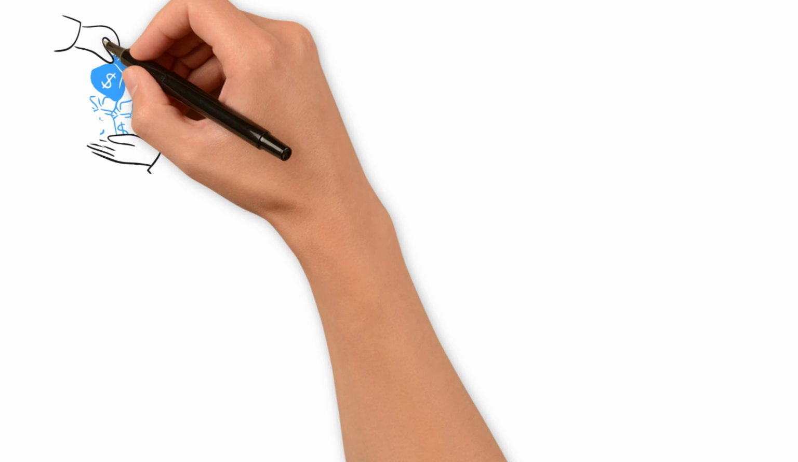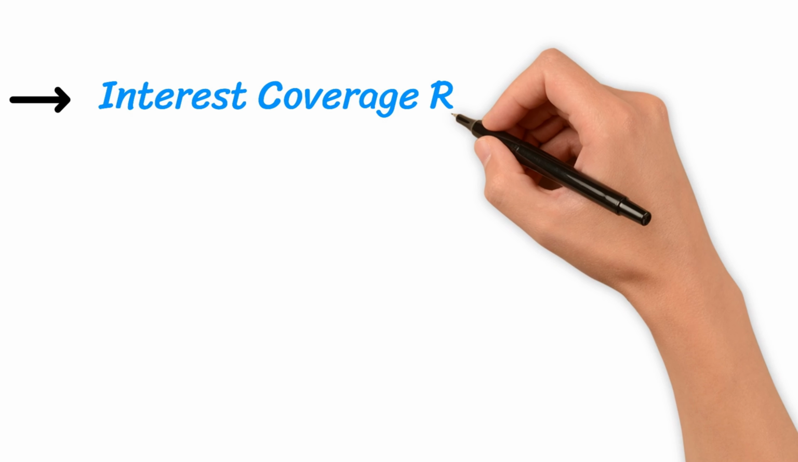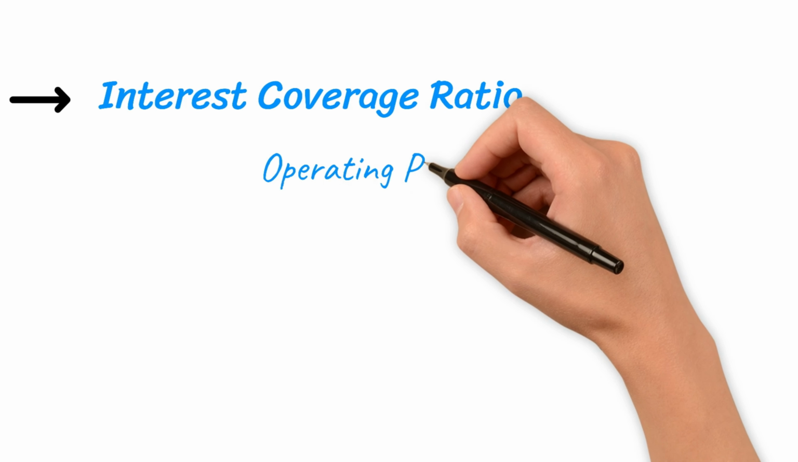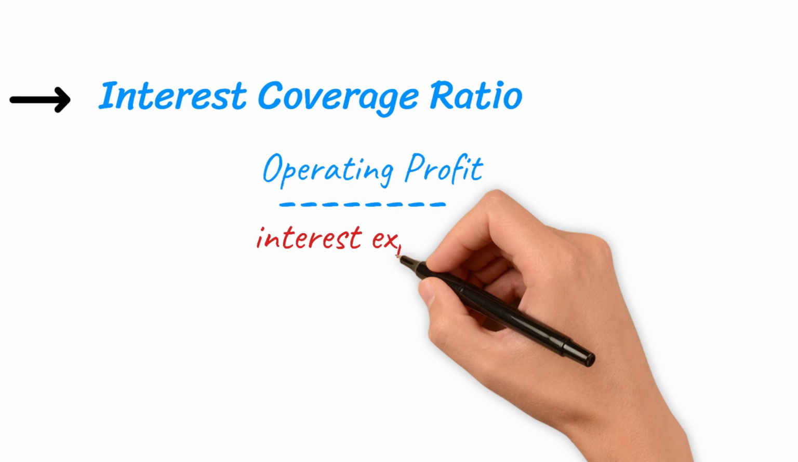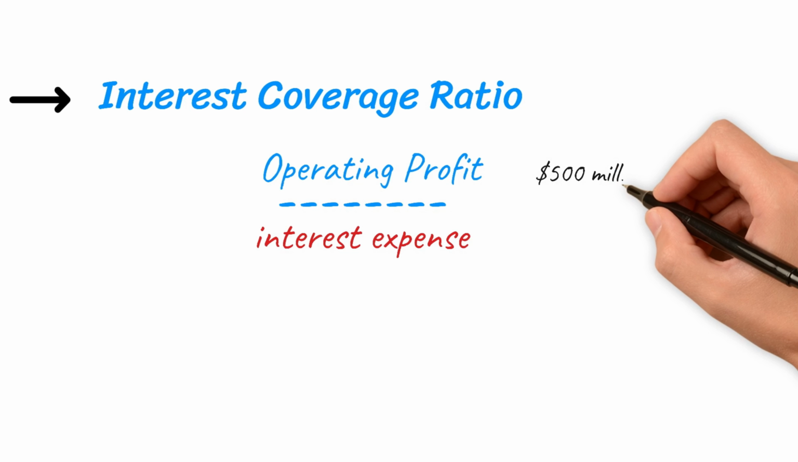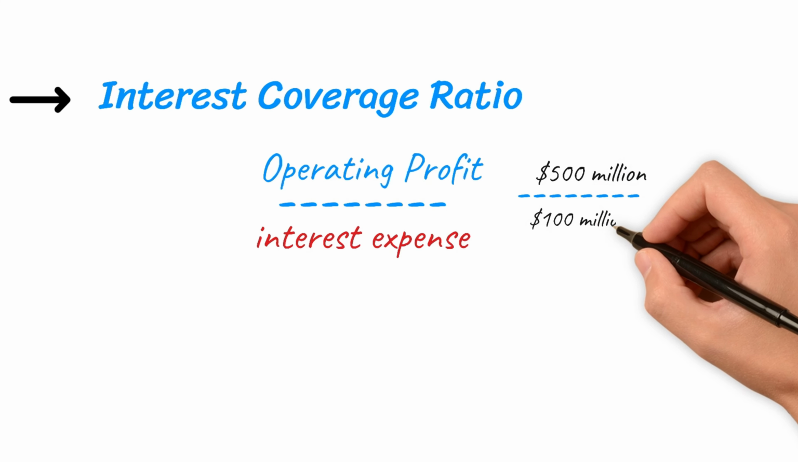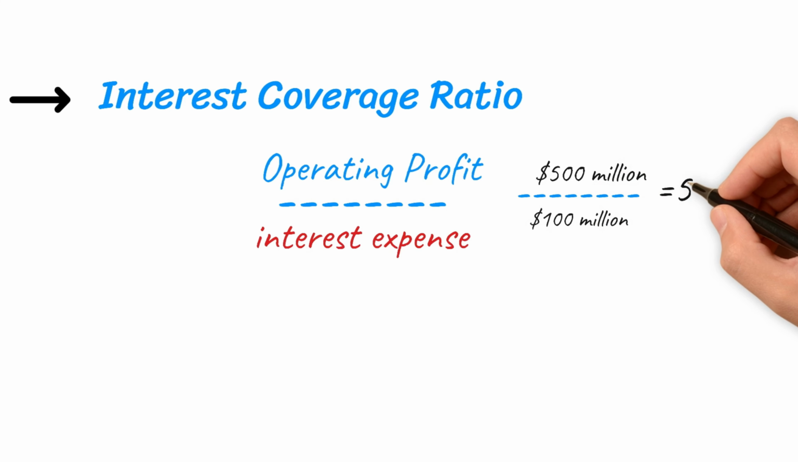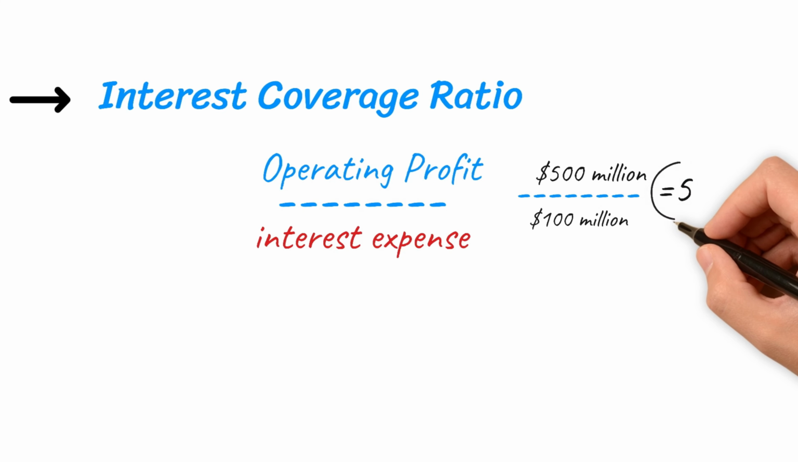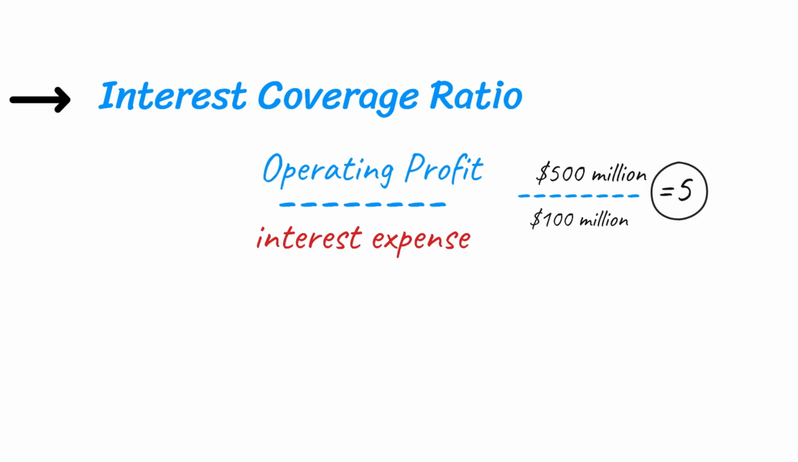Knowing how much debt a company has is step 1. Knowing whether it can afford that debt is step 2. That's what coverage ratios do. The interest coverage ratio, also called times interest earned, divides operating profit by interest expense. If a company earns $500 million in operating profit and pays $100 million in interest, its interest coverage is 5. That means it earns 5 times what it needs to cover its interest bill.